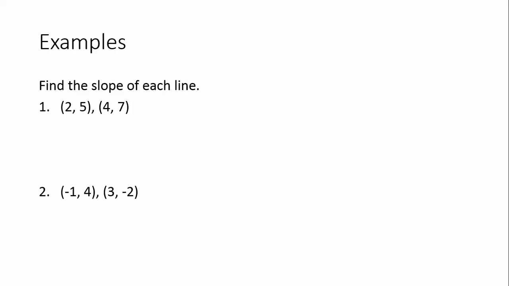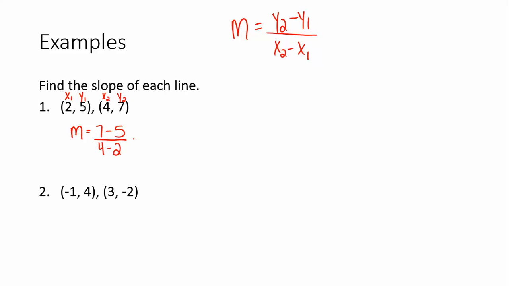So let's look at some examples to find the slope of each line, and I'll write the formula up here. And all the little subscripts mean is just that we're talking about two different x's and two different y's. So for the first ordered pair, it's x1, y1. The second ordered pair is x2, y2. So we just simply need to plug in y2 minus y1, or 7 minus 5, over x2 minus x1, or 4 minus 2. 7 minus 5 is 2, 4 minus 2 is 2, and we get 2 over 2, or 1.